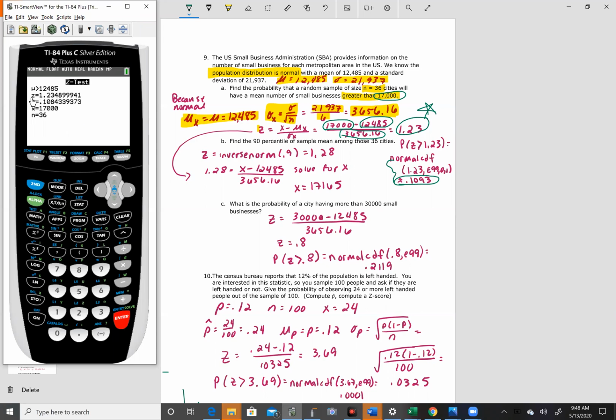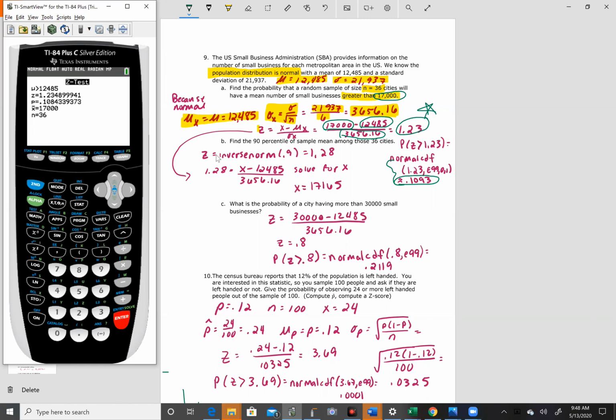Okay, so there's our Z value, 1.234899941. And the calculator uses that entire decimal, which is what accounts for the probability of it being larger than, which is a little bit different. So 0.1084. Okay, so you can definitely use your calculator for this also.